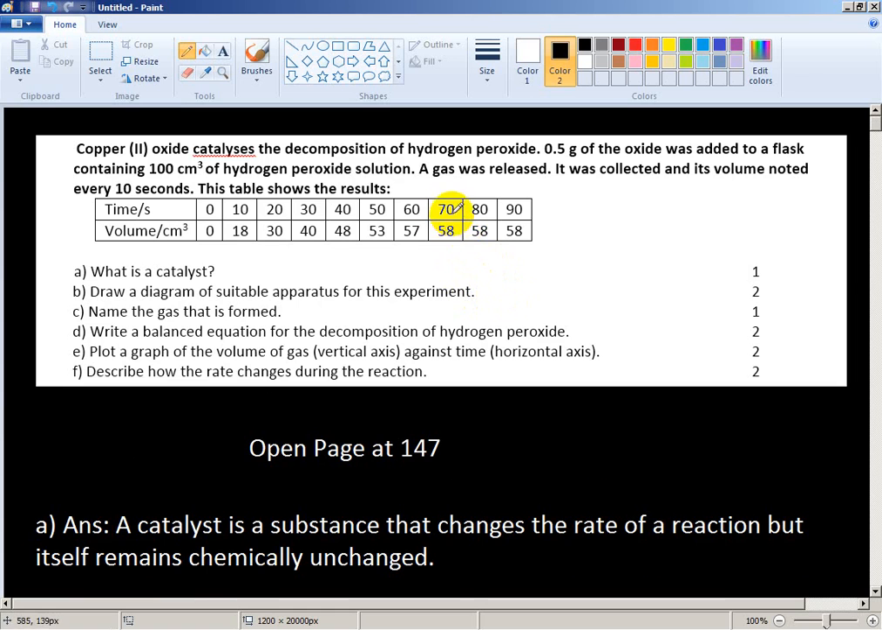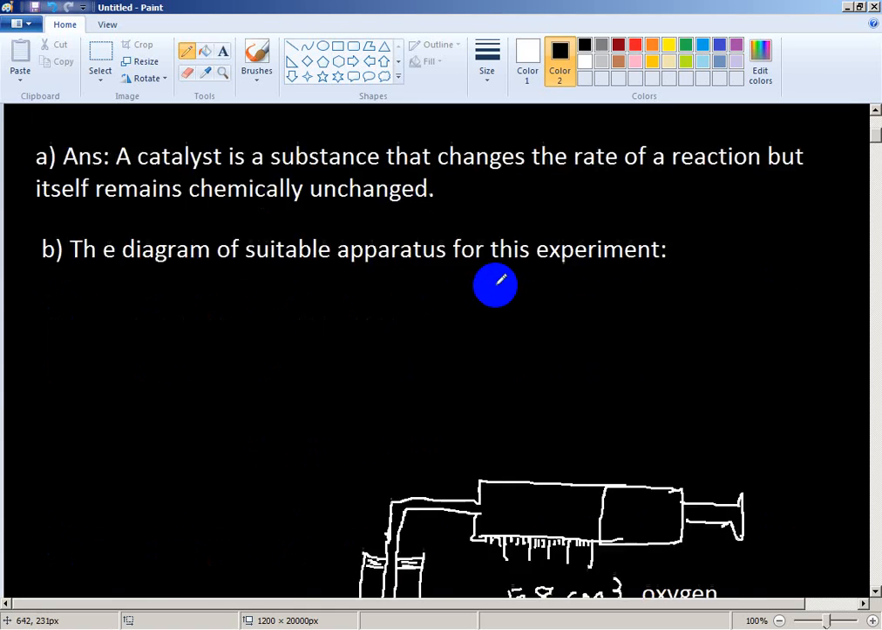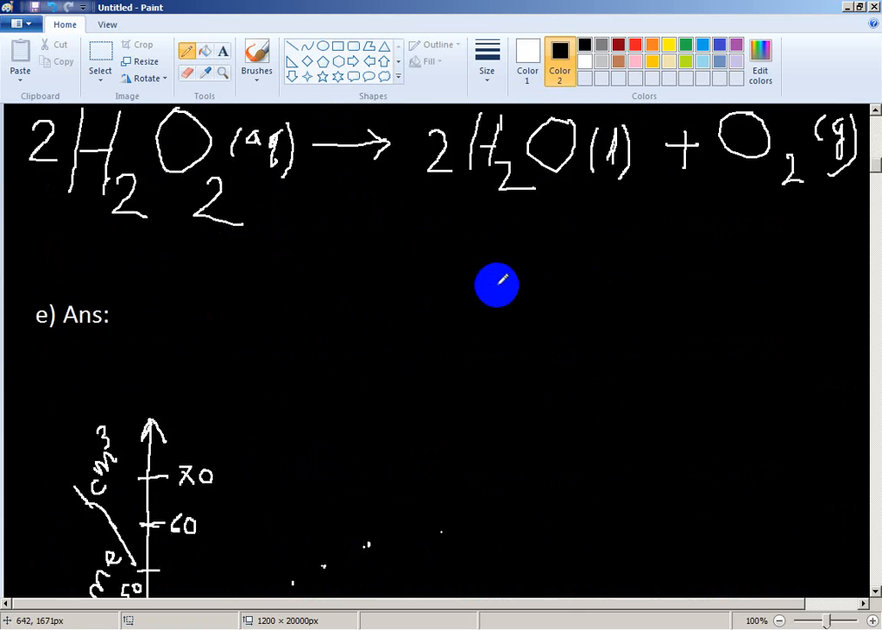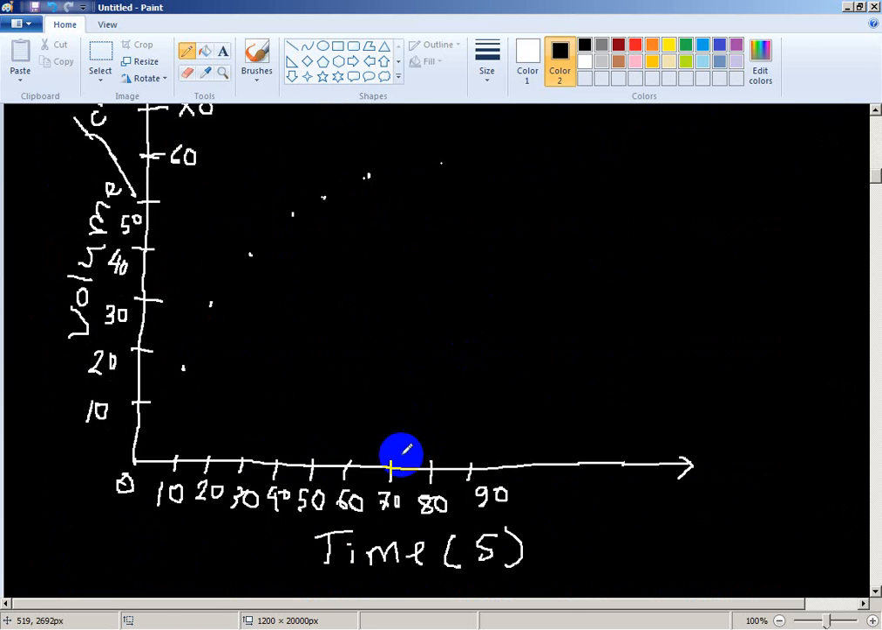Okay, now 70. When time is 70, volume is 58. This is 10, this is 20, 30, 40, 50, 60. Now when time is 70, volume is 58. That means here 58. This 2 point, when time is 80, volume is 58. When 90, volume is 58. Here is a flat.